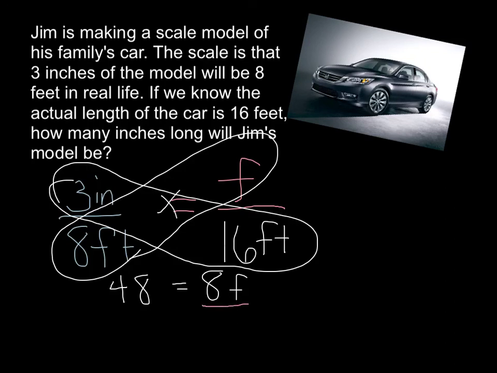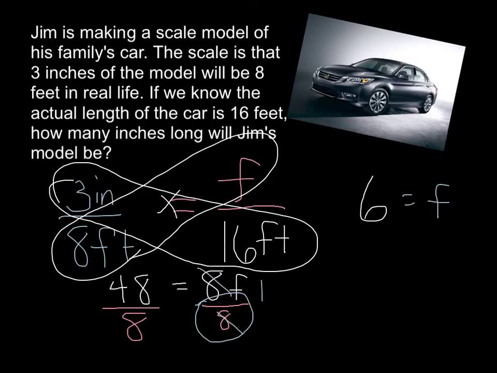We have to get that 8 out of there. So we do that by dividing by 8. And 8 divided by 8 is 1. So now we have f by itself. And whatever we do on this side of the equation, we have to do on the other side. So since I divided by 8 on this side, right here, I have to divide by 8 over here. So I'm going to set that up, divide by 8, and 48 divided by 8 is 6. So 6 equals f. So the length of Jim's model car will be 6 inches long.